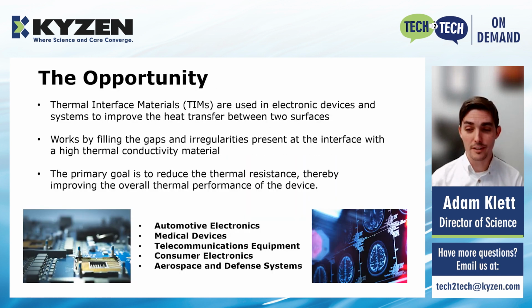So what is a thermal interface material? Well, a thermal interface material, or a TIM, is a material that's used in many electronic devices to help improve the heat transfer between two surfaces. A lot of times, it's put between a processor or a component that generates a lot of heat and a heat sink, and that's to improve the thermal performance of the device. These materials work by filling in the gaps and the irregularities between the component that's generating the heat and the heat sink to improve the thermal conductivity of that gap and to reduce that thermal resistance, therefore improving the overall thermal improvements of that device.